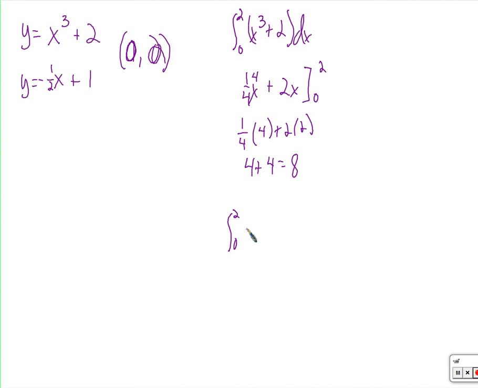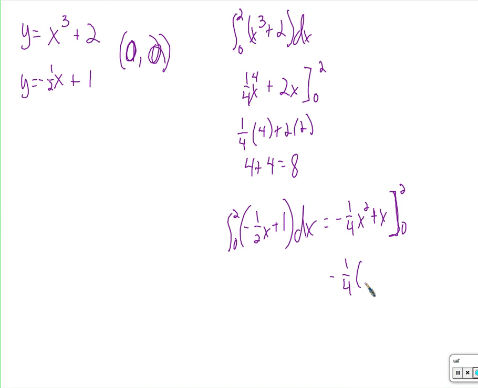And for negative 1 half x plus 1 dx from 0 to 2, that's going to be negative 1 fourth x squared plus x from 0 to 2. Right? Plug in 2: negative 1 fourth times 2 squared is negative 1, plus 2 is 1.